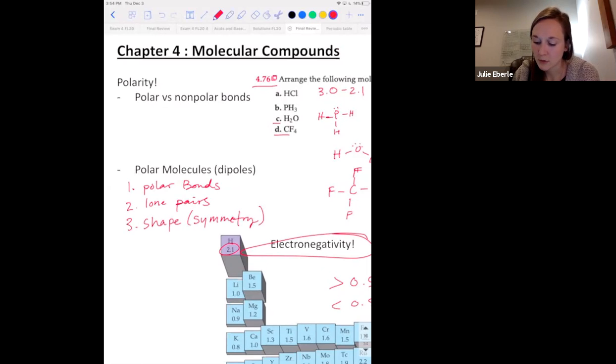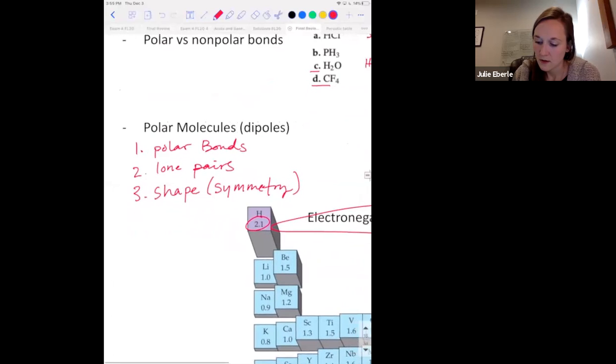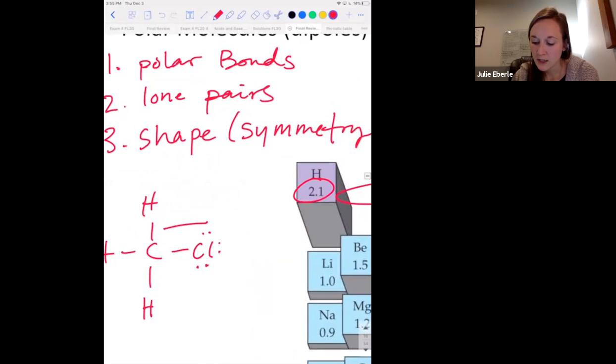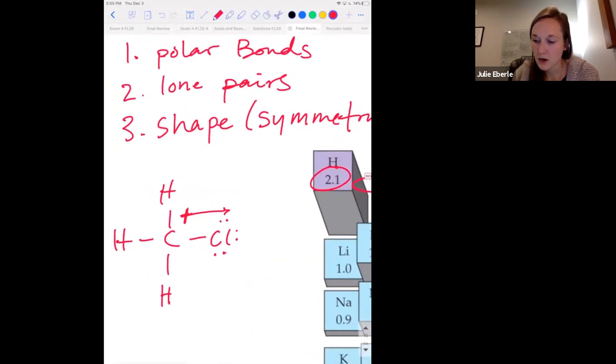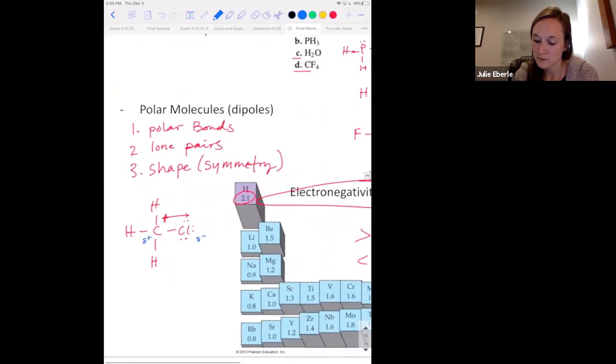Okay, so for example, CH3Cl, carbon with 3 hydrogens and a chlorine. We know carbon-hydrogen bonds are never polar, but this carbon-chlorine bond is polar. So you're going to draw the dipole in, pointing towards the element that is more electronegative, higher electronegativity, and you'll cross the arrow, making a little plus sign, because why? You have a separation of charge here. The carbon is a partial positive, the chlorine is a partial negative. And that's how you go about determining polar molecules with dipoles.